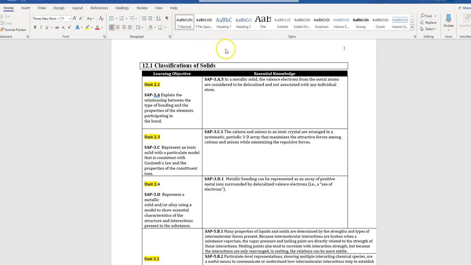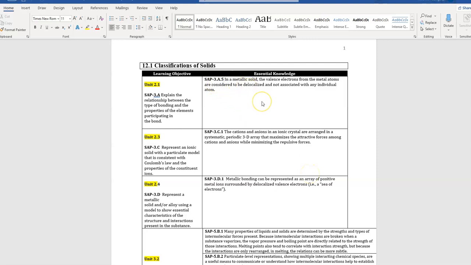Alrighty, AP Chemistry. Chapter 12 is all about solids. It's a very short chapter since there are 4 solids that AP requires you to learn, and you are mostly going to go through the notes and annotate yourself. I'm going to point out a couple things. You can stop and pause as I go through, but first, these are the learning targets.